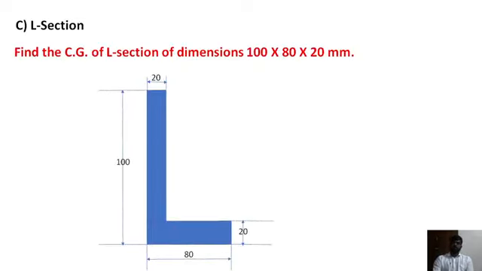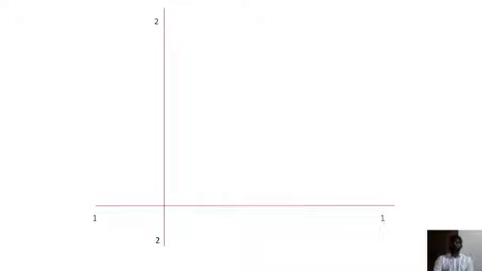Find the center of gravity of an L section of dimensions 100 into 80 into 20 mm. The length is 100 mm and the width is 80 mm. Now we see step by step. 1-1 and 2-2 are the axes of reference, the x and y axes.